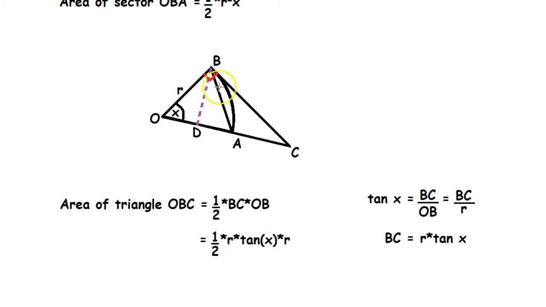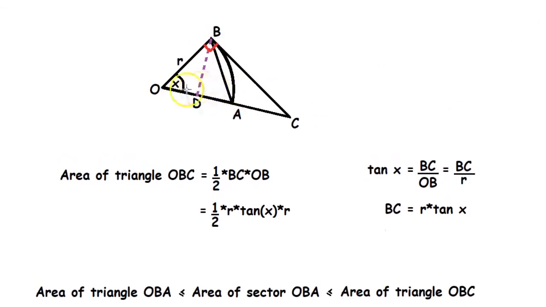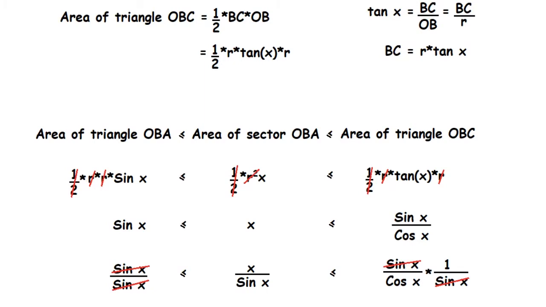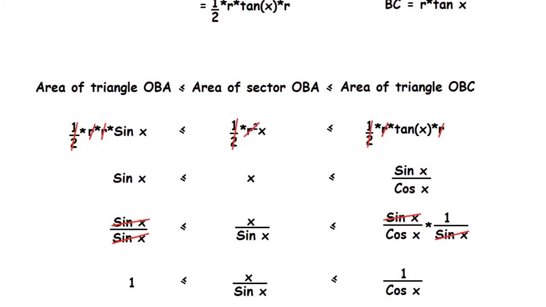Now let's compare these areas. From this diagram we can see that the area of the triangle OBA is less than the area of the sector OBA because there is this additional part. This sector has a lesser area than this triangle OBC. It is obvious through this diagram. So let's take these areas and plug into this. Area of triangle OBA is less than or equal to area of sector OBA, which is less than or equal to area of triangle OBC.